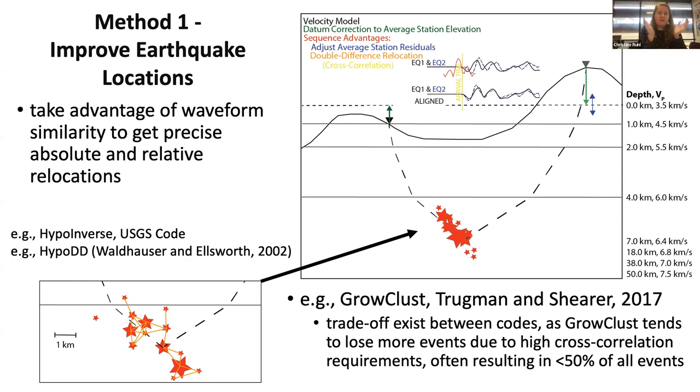So depending on what your priority is, do you really want the best results and only the finest structure? Or do you want the seismicity that may be off of faults that isn't correlating well?